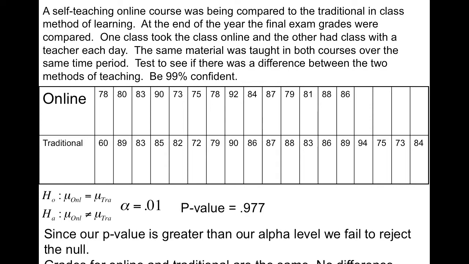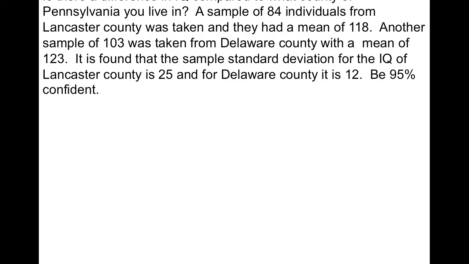Okay, now that was if the data they give us are in two lists of data. They gave us a list of online, a list of traditional. They could give us summary statistics, and that's the next example. Is there a difference in IQ compared to what county of Pennsylvania you live in? A sample of 84 individuals from Lancaster County was taken, and they had a mean of 118. Another sample of 103 was taken from Delaware County with a mean of 123. It is found that the sample standard deviations for the IQ of Lancaster County is 25 and for Delaware County is 12. Be 95% confident.